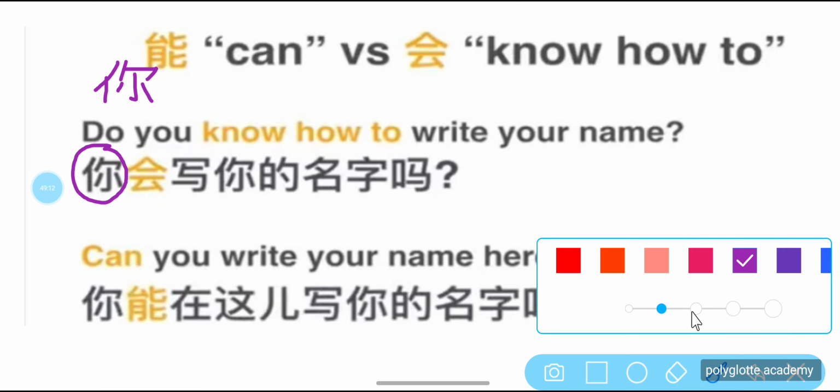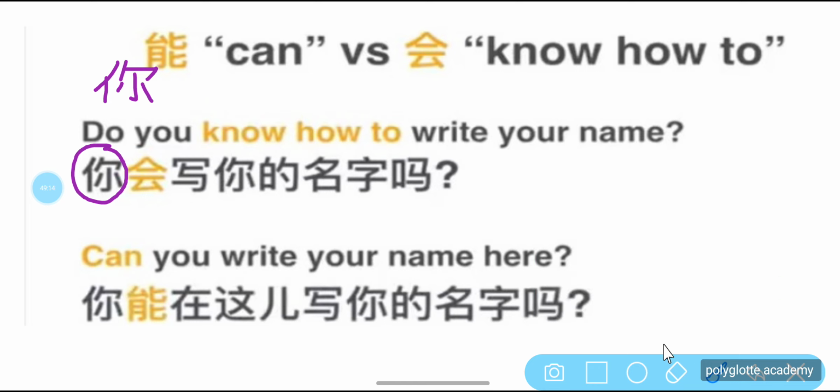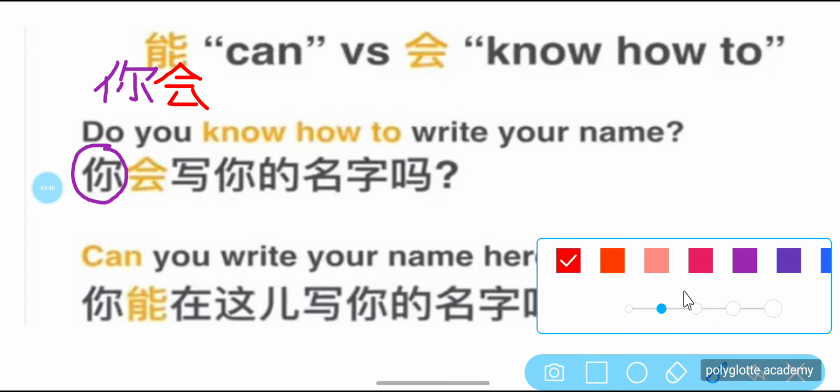The second character we have there is huì. That's the second character we have there. It is huì. So let's see how we can write huì. So huì, that's how we write huì. 很好. So huì, and we have 写. We can use a different color for that. 写.